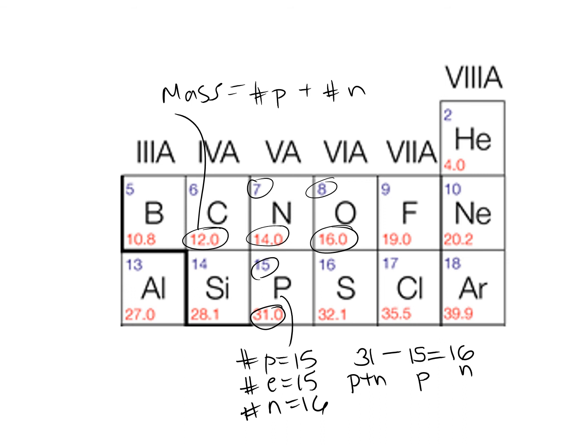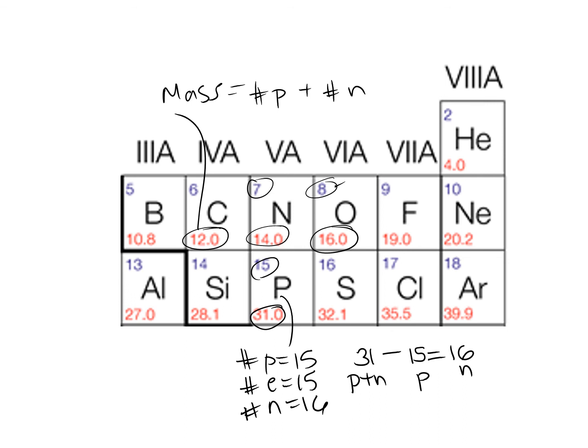Let's go back up to oxygen. Oxygen has 8 protons and 8 electrons. That's what this atomic number here tells me. But if I want to know the number of neutrons, I have to subtract 16 minus 8, which happens to be 8. Don't fall into that trap of thinking it's going to be the same. The number of neutrons can vary from atom to atom, even within the same element.